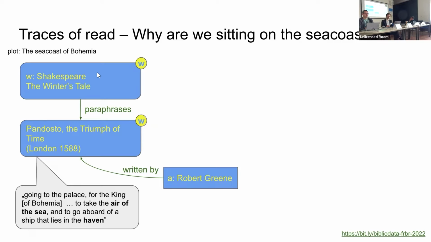One important point, which is reflected to previous presentations, is that different FRBR models suggested links, connections between works, between expressions, and so forth. So it's not just a simple hierarchy. You can connect together different works. So, for example, here we can say that Shakespeare paraphrases Robert Greene.